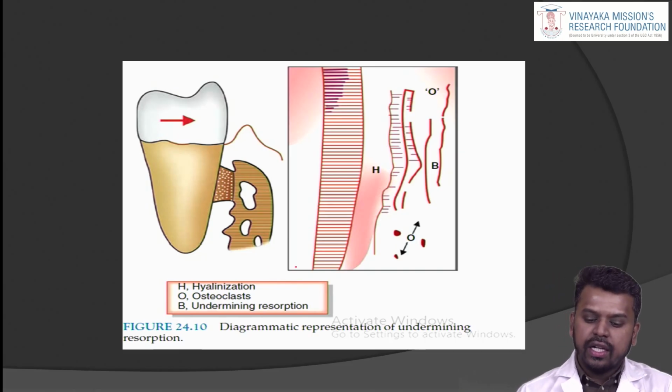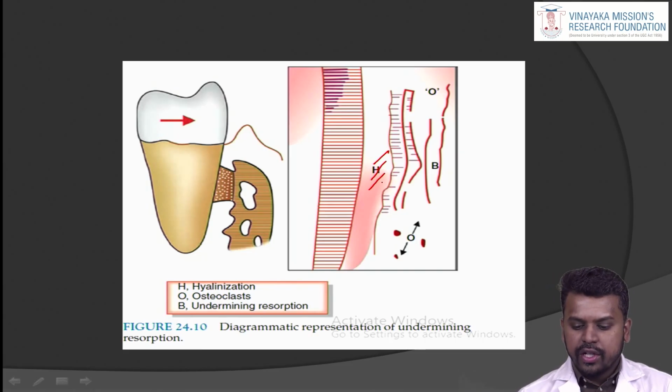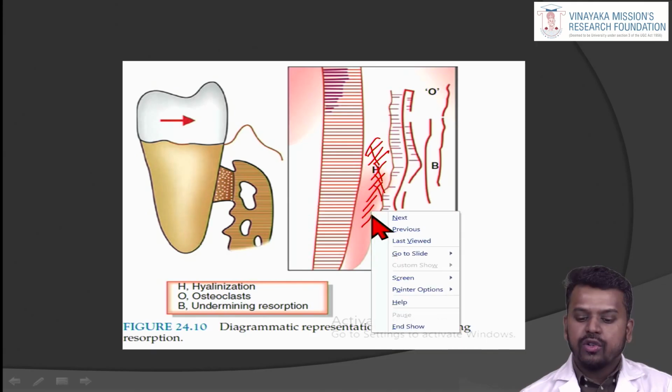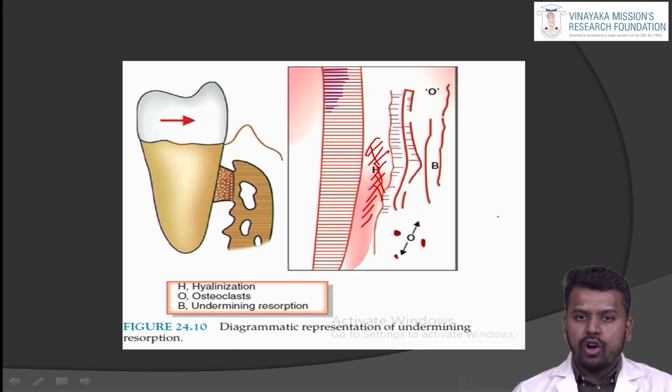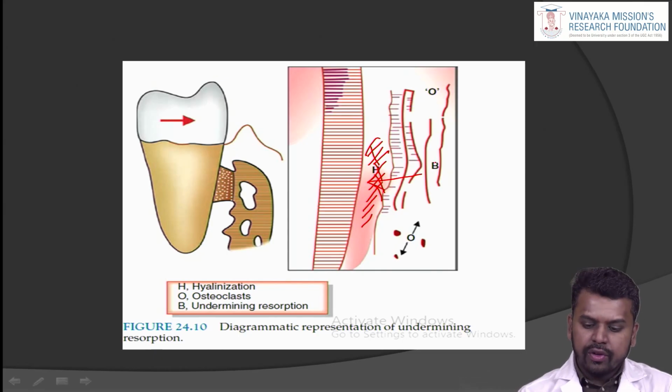Hyalinization is nothing but when you give more pressure, there is a collagen formation, and these areas appear to be like a very common process where you can't move the teeth. Then your osteoclasts invade into it from the adjacent cells, and destroy the bone underneath the adjacent side.